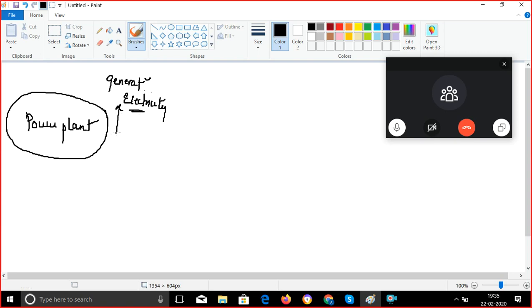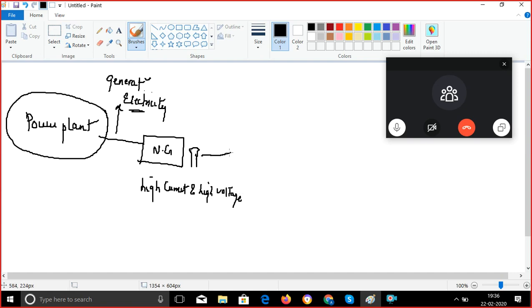But this electricity is then supplied to our home with the help of the national grid. The national grid basically has transformers and all the cables required to transfer the electricity. Actually, the electricity that is being produced in a power plant is at very high current and high voltage.